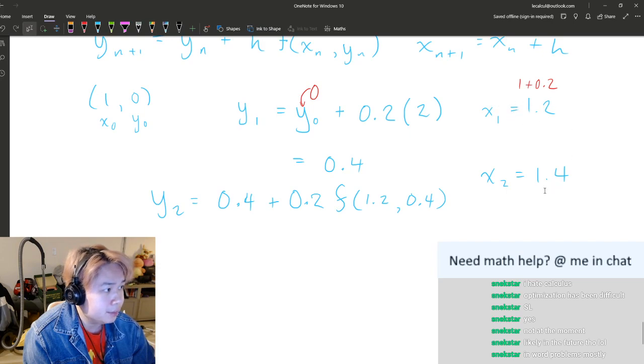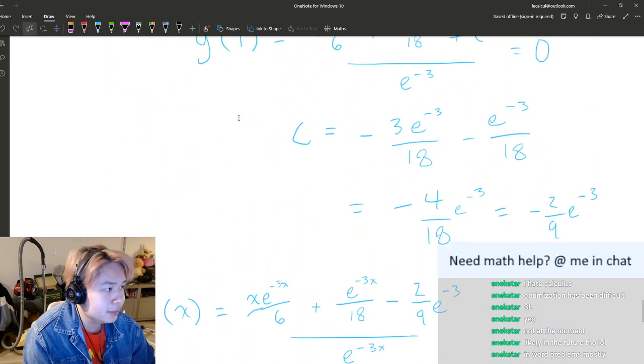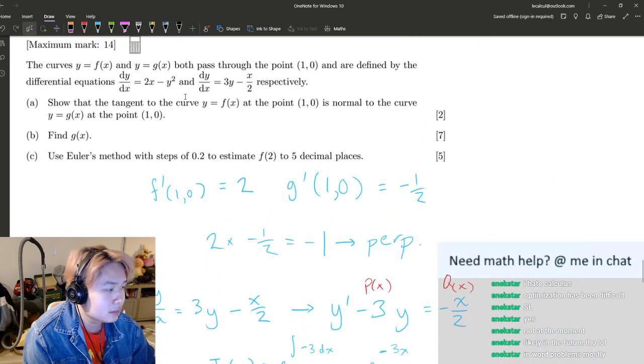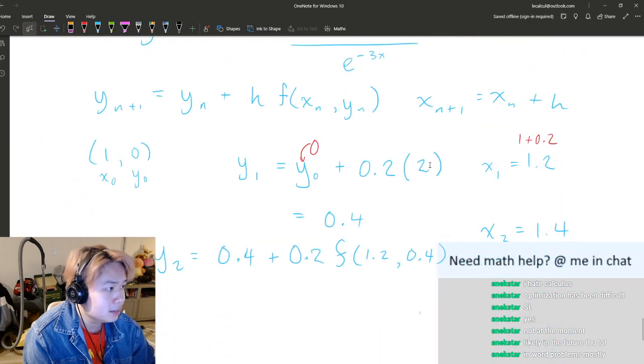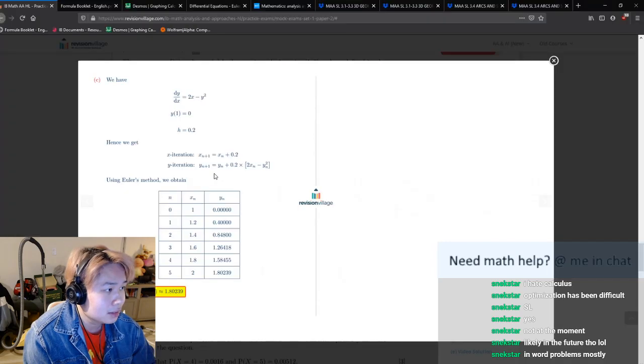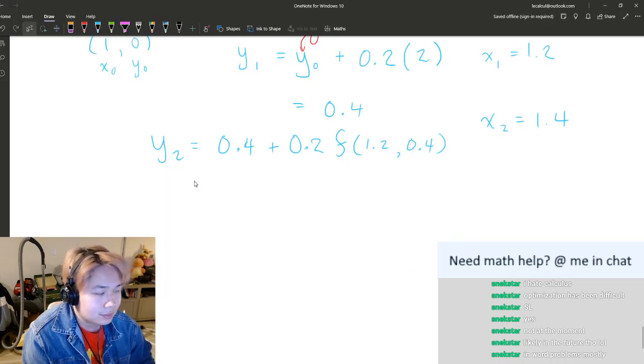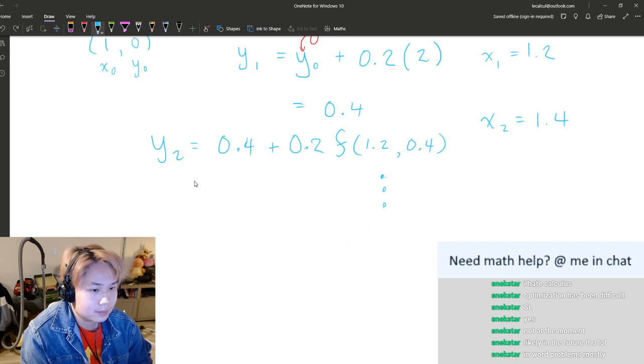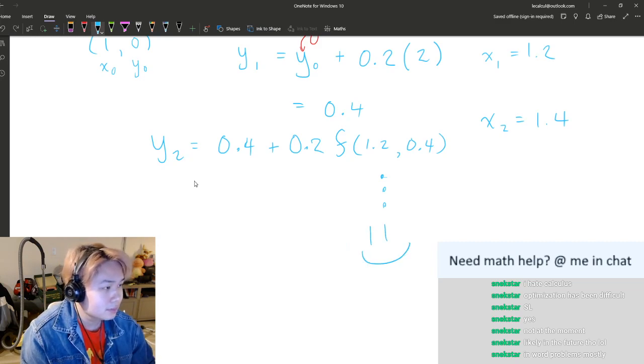Okay. So we add 0.2 for the x's each time, and then to calculate y, we take the former y, and then we add 0.2 times the value of the derivative when you plug in the former x and y values. So this is the part that I just don't want to do 5 times. So I'm not going to do it. And then blah blah blah, you get an answer. And then everyone's happy.